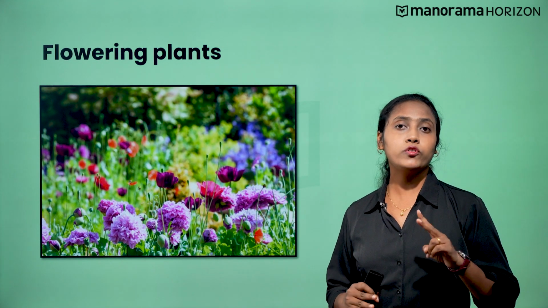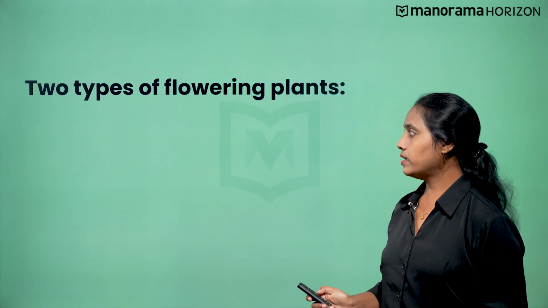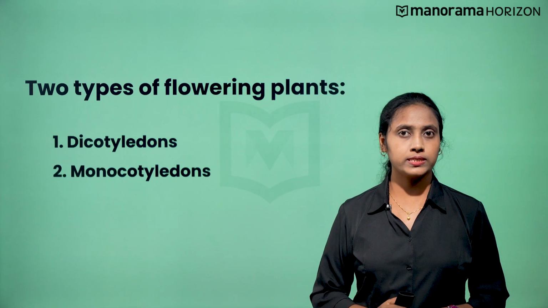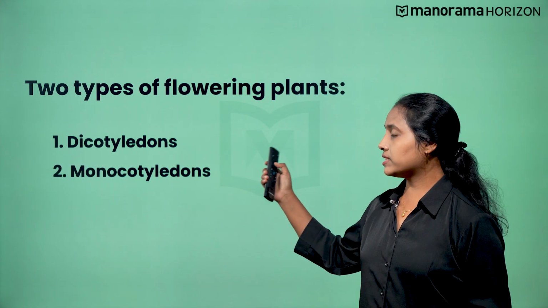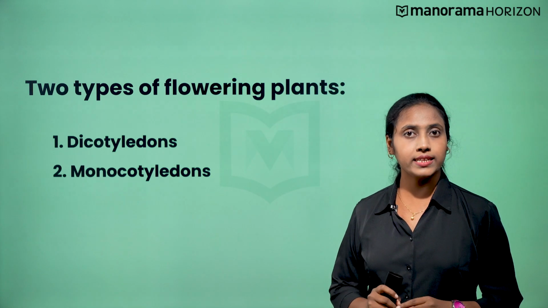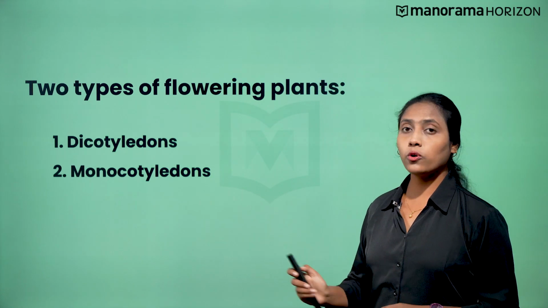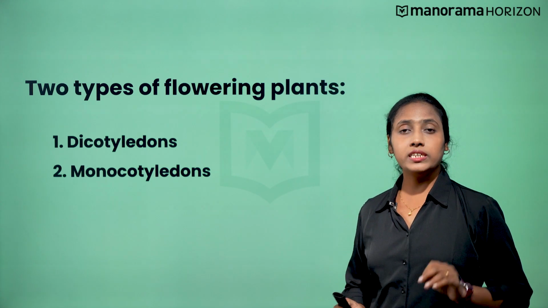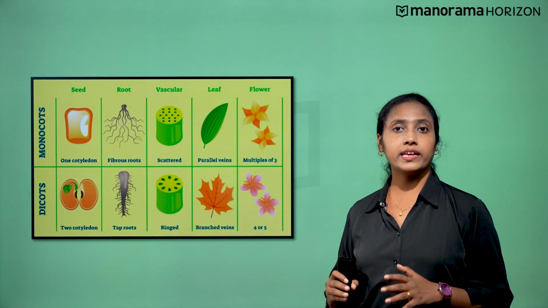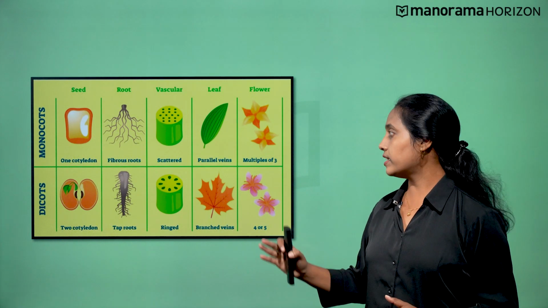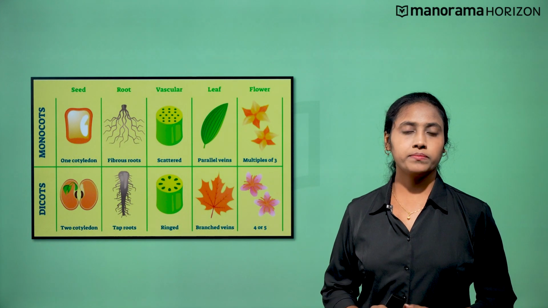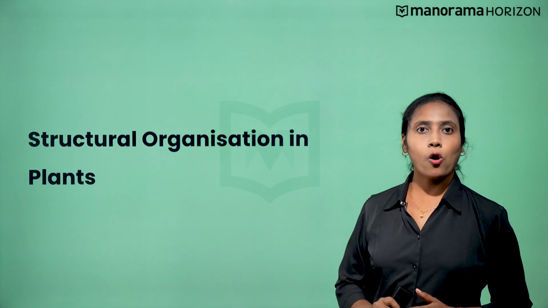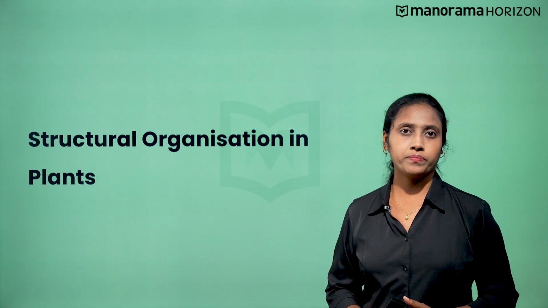Flowering plants are of two types. They are dicotyledonous and monocotyledonous. Dicotyledonous plants contain two cotyledons in their seed, whereas monocotyledonous plants contain only one cotyledon. These plants also differ in their anatomy, that is, their tissue organizations. Let us discuss the structural organization of the roots and stem.